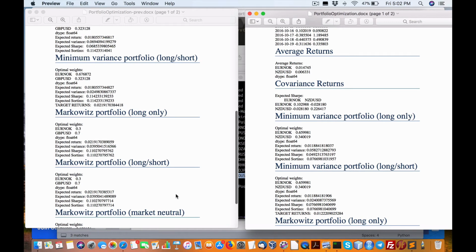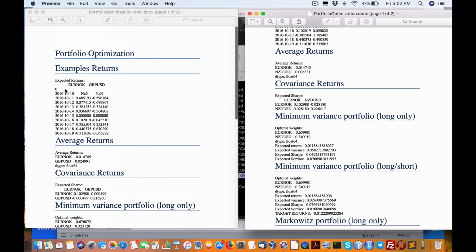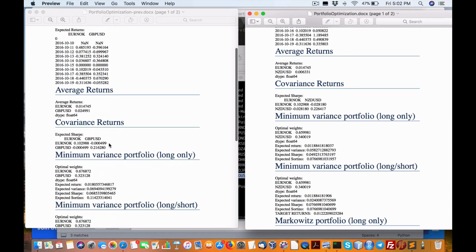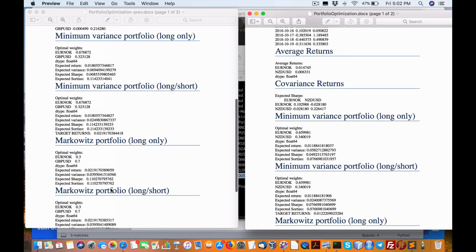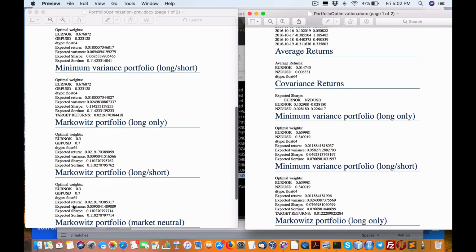All right, so again, with the Euro Norwegian kroner combined with the British pound, US dollar, we are doing Markowitz portfolio long short. We have 2.2% expected return, Sharpe 11, expected Sortino 11.